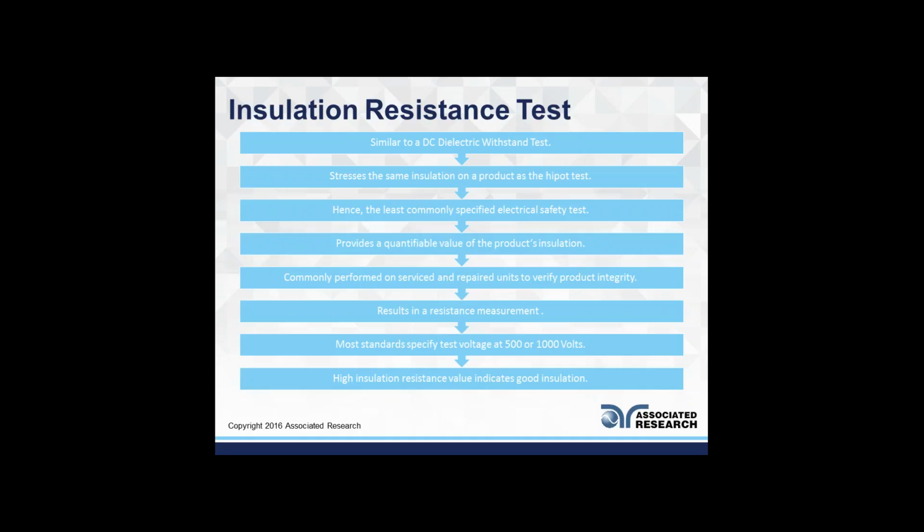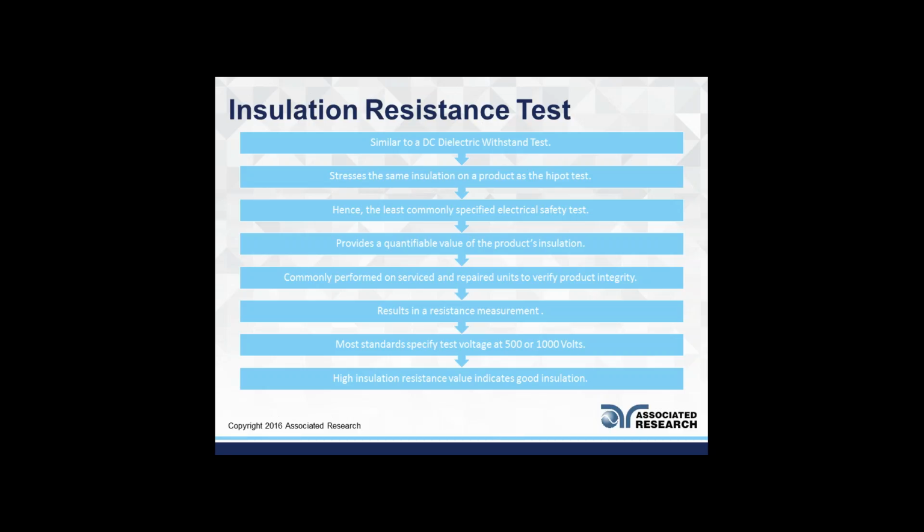We're going to look at an insulation resistance test. This test is performed in a similar fashion, like I mentioned earlier, to a hipot test, but this is usually a DC test. The standards usually call out for either a 500 volt test or a 1,000 volt test. And in this case, we're measuring the resulting ohmic number. So what is the resistance value of this insulation?